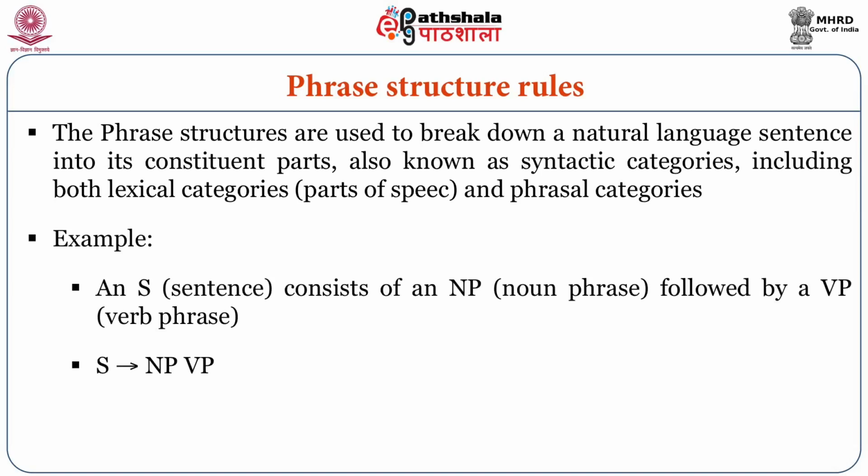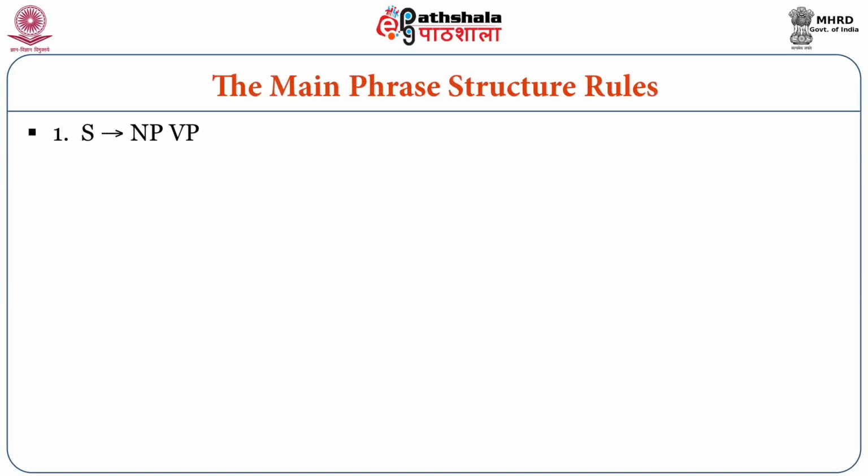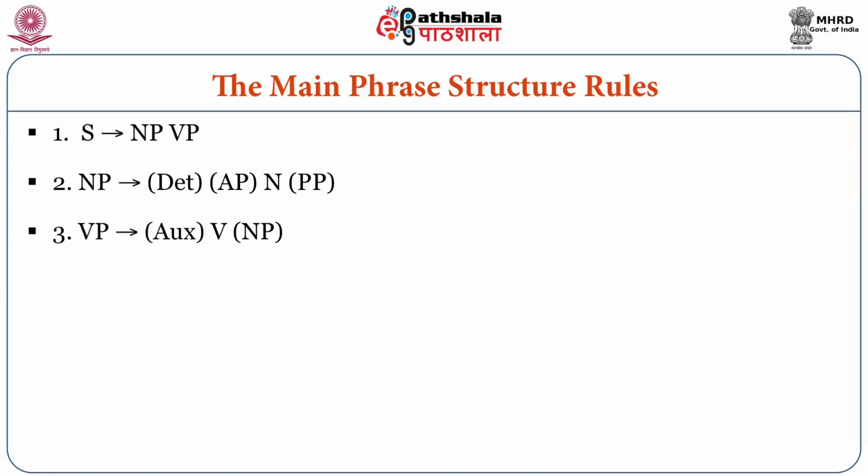S leads to noun phrase and verb phrase. The main phrase structure rules: S leads to NP-VP, NP to determiner, AP, N; then verb phrase to auxiliary and V to NP, then prepositional phrase, which is just P followed by NP.